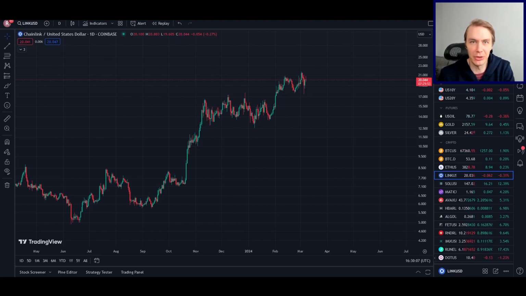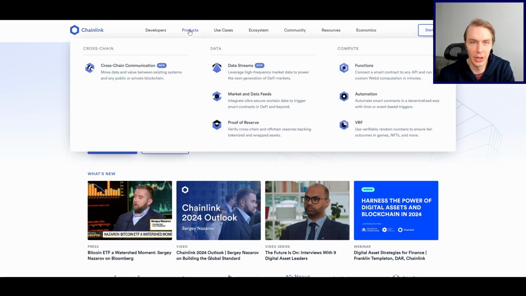Let's talk about Chainlink. If you're not familiar with Chainlink, it is mainly an Oracle project that provides data to blockchains that otherwise wouldn't be able to get it. For example, a DeFi protocol, a decentralized finance protocol on a blockchain, might need to know the price of Bitcoin but have no direct access to that information. Chainlink is able to provide that information to that blockchain, to that protocol, so that they can function.